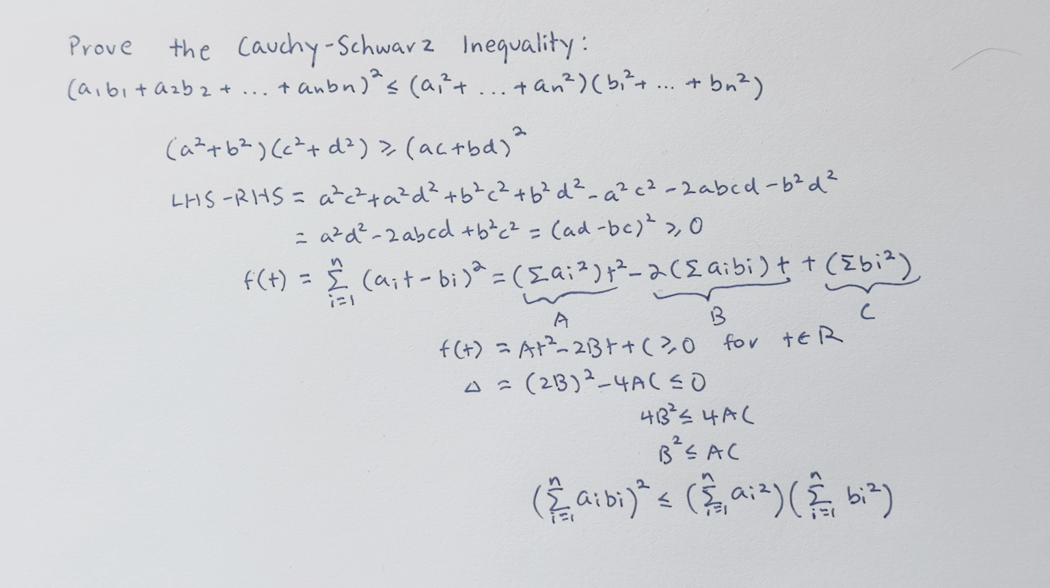Equality holds when f(t) equals 0 has a real solution. So basically, when a1 divided by b1 equals a2 divided by b2 equals all the way to an divided by bn. So every time you use the Cauchy-Schwarz on an Olympiad, this is the proof underneath it.